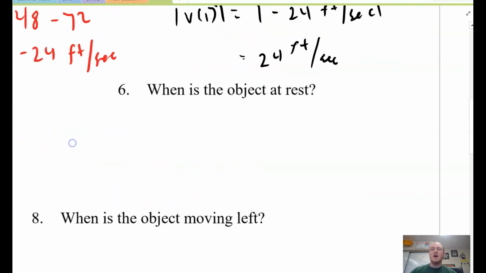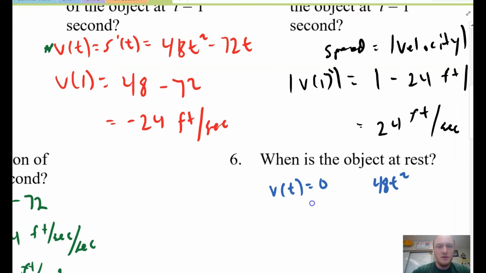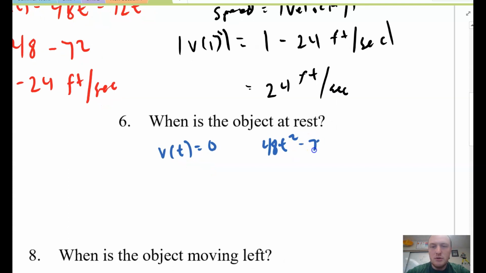Number 6. When is the object at rest? Well, our object is at rest when the velocity is equal to 0, when its rate of change is equal to 0. So we need to calculate when v of t is equal to 0. We're going to take our function v of t, which is 48t squared minus 72t, and set it equal to 0.